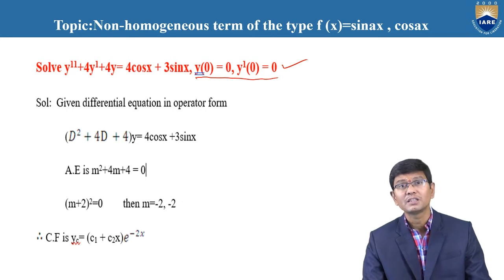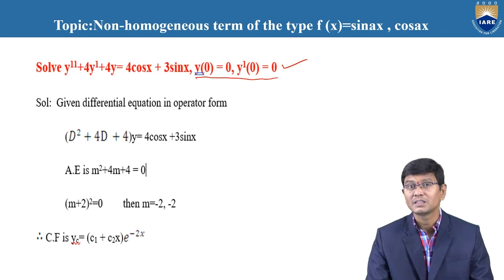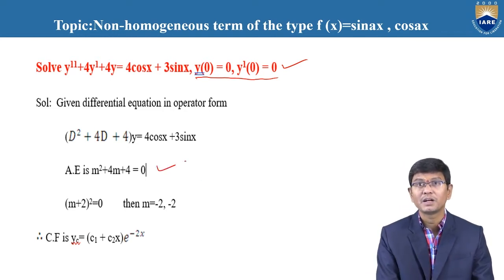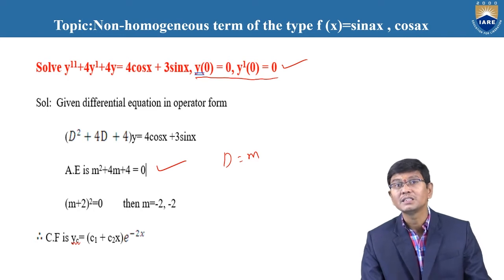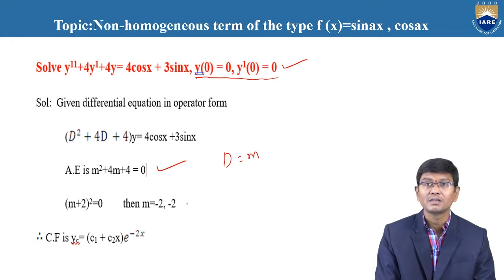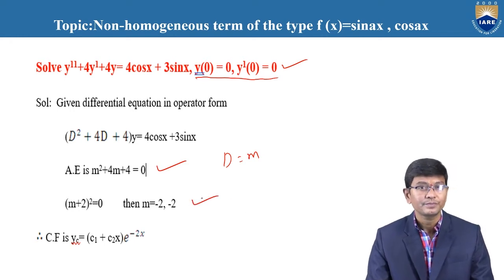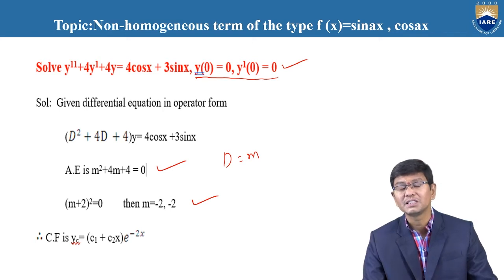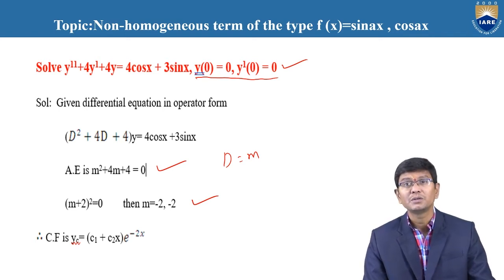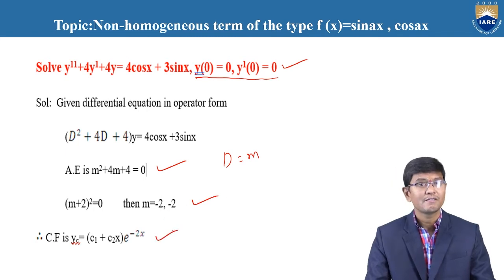First, we need to find the complementary function. Before that, we need to find the auxiliary equation. By replacing D with m, we get m² + 4m + 4 = 0. The roots of the equation are repeated: m = -2, -2. Therefore, with the help of the repeated roots, the complementary function is (c1 + c2x)e^(-2x).